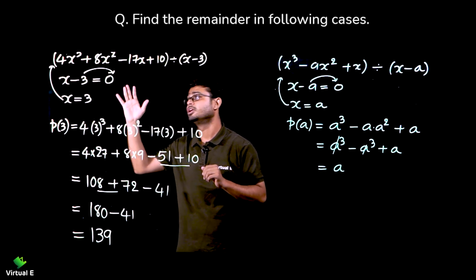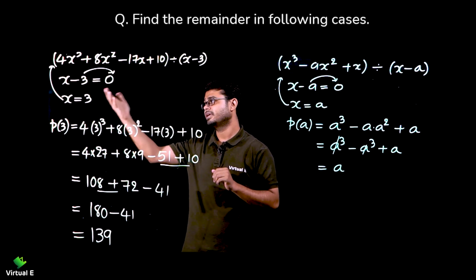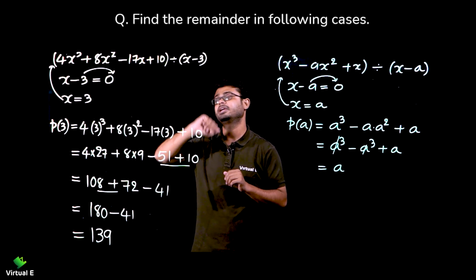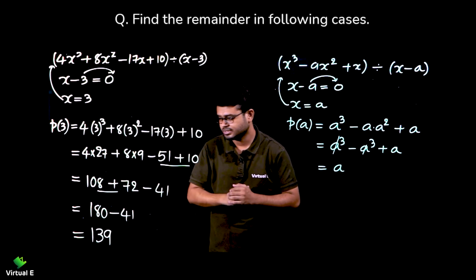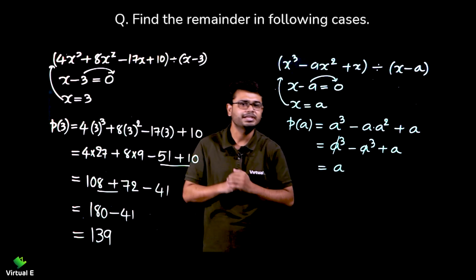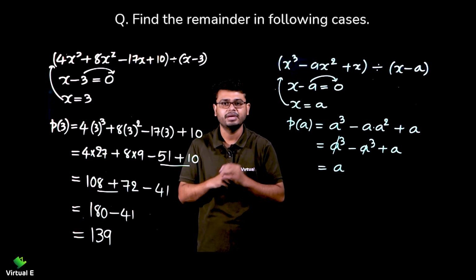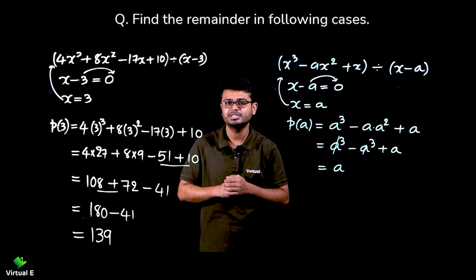Here we have the cubic polynomial, right? You get the value of x by equating the divisor to 0, substitute and get the answer. So this is the very simple topic of finding the remainder. Let's do variations of these questions.